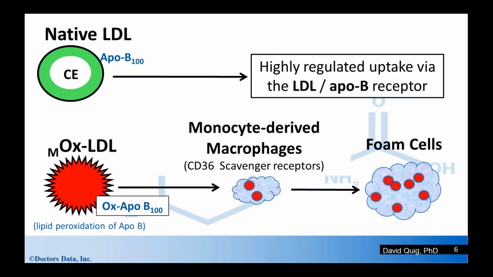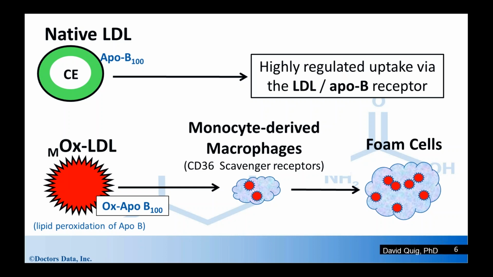LDL metabolism. LDL is a cholesterol ester-rich particle and contains only one apolipoprotein, and that's ApoB100. That ApoB100 is the ligand for the LDL or ApoB receptors, which are very abundant on the liver. And that dictates highly regulated uptake of the LDL particles.